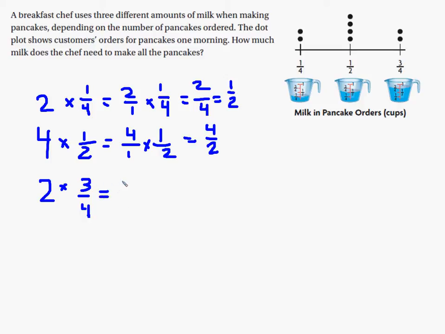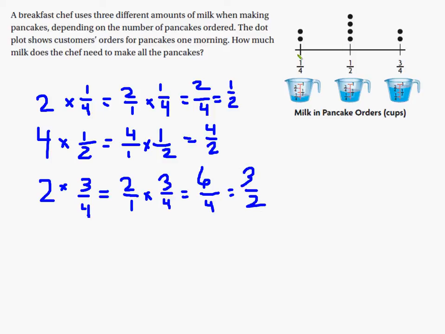So 2 times 3/4 would be 2 over 1 times 3 over 4. 2 times 3 is 6. 4 times 1 is 4. Now I'm going to simplify this one because I want it to have a denominator of 2 if possible. So I'm going to divide the top and bottom by 2 and I get 3 over 2.